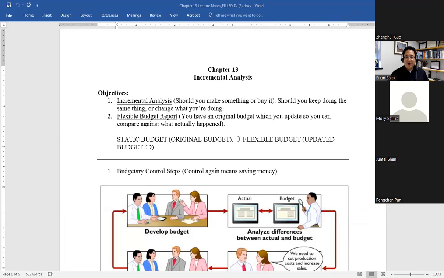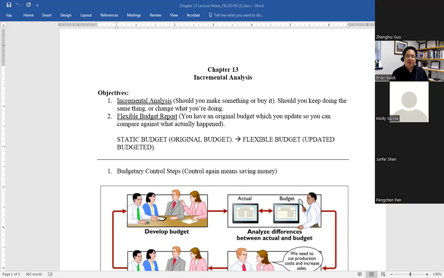Okay, good. Li Cheng, static is the original budget. Very good. What else do you all think? Maybe you can tell me what a flexible budget is. Static budget is created for one activity, while flexible is for more than one activity. Good, Madison. Very good.